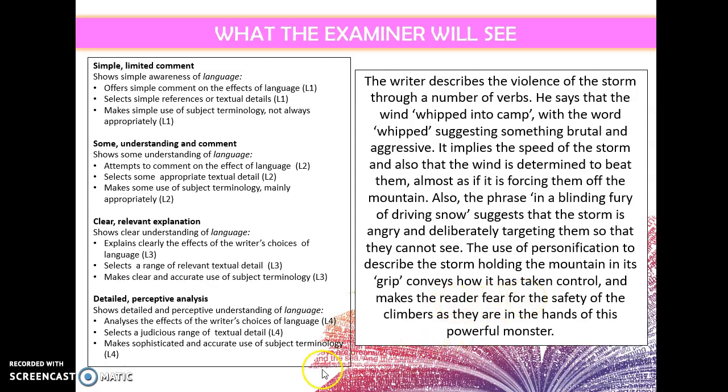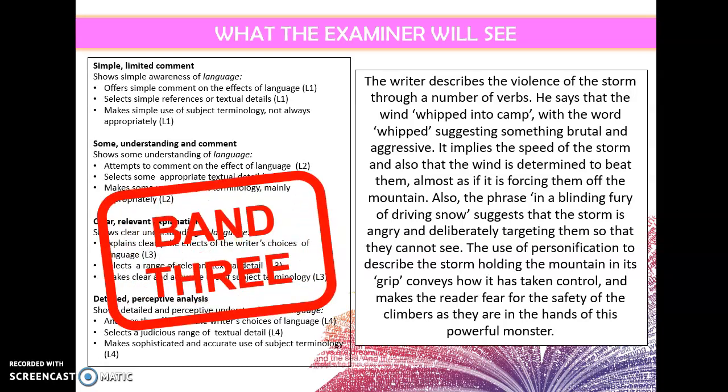So there's a sense of understanding of the effect, and if you look at that criteria, it's really clear, it's really relevant, explained clearly. There's a range of textual detail, lots of quotations that are all relevant there, and it's really clear and accurate use of subject terminology. So we've referenced verbs and personification in there. So band 3, there you go.